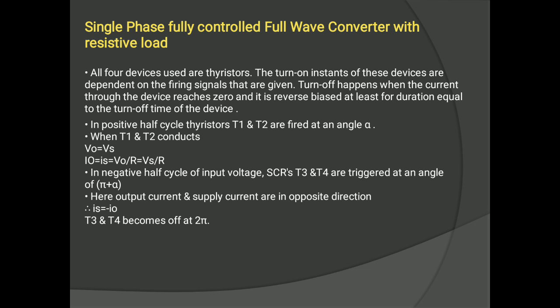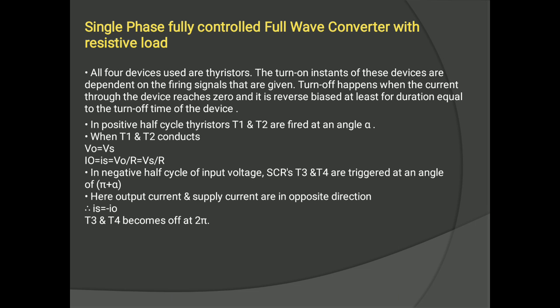The turn-on instants of these devices, the thyristors, depend on the firing angle. In the positive half cycle, thyristors T1 and T2 are fired at an angle alpha. When T1 and T2 conduct, output voltage equals source voltage, and output current equals source current, that is, output voltage by R or source voltage by R, because V0 equals Vs.